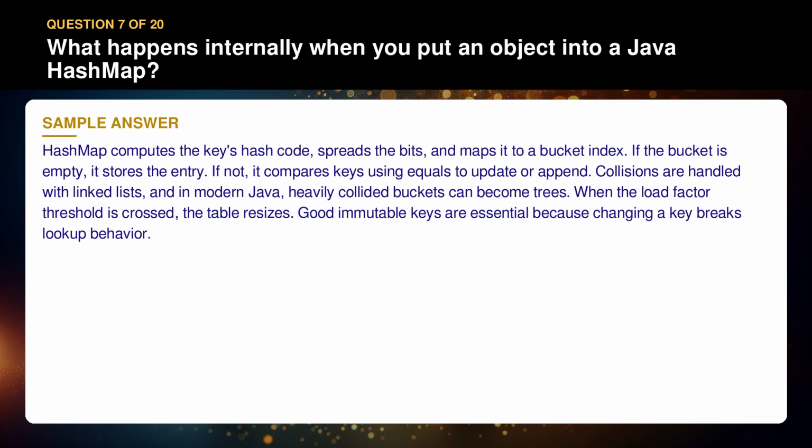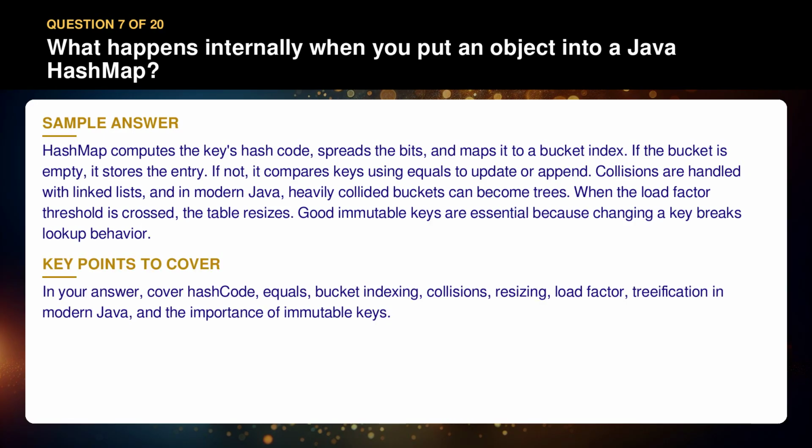If not, it compares keys using equals to update or append. Collisions are handled with linked lists, and in modern Java, heavily collided buckets can become trees. When the load factor threshold is crossed, the table resizes. Good immutable keys are essential because changing a key breaks lookup behavior.